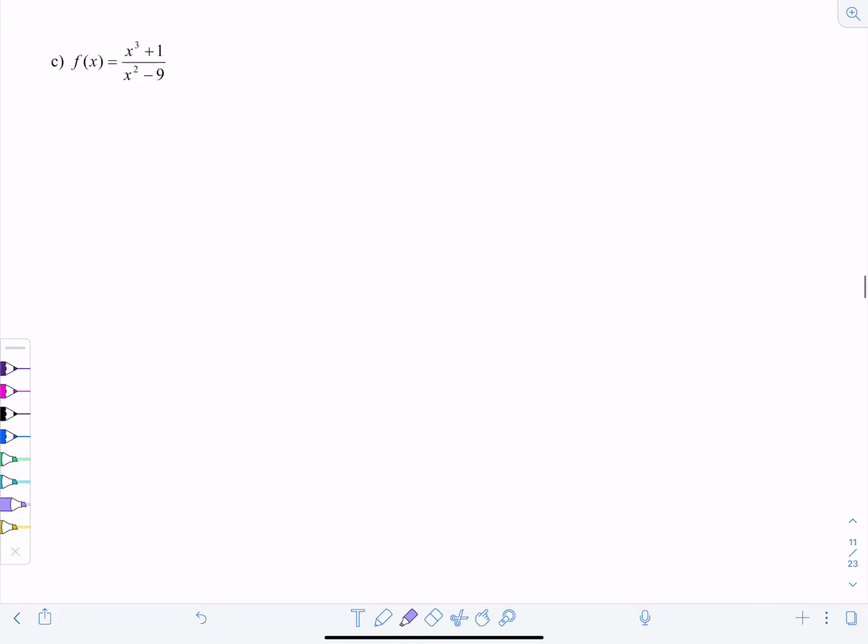Here we go. Let's take things to the next level. f of x equals x cubed plus 1 divided by x squared minus 9. So we've got to factor this. Oh, yes, we do.